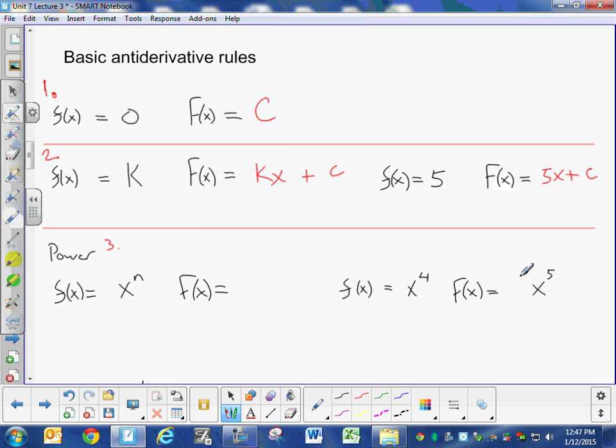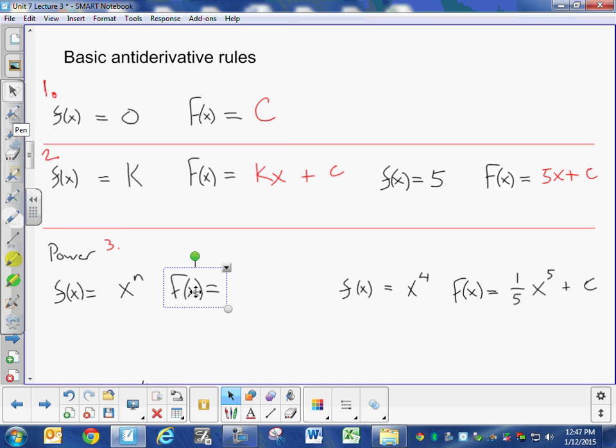But we know that the derivative of x to the 5th is 5x to the 4th, not just x to the 4th. So I need to account for that. So what I need to do is multiply this by the reciprocal of my new exponent. And this is the antiderivative. If I take 1/5 x to the 5th plus c, take the derivative, I'll get x to the 4th. How can I write that out just generically?